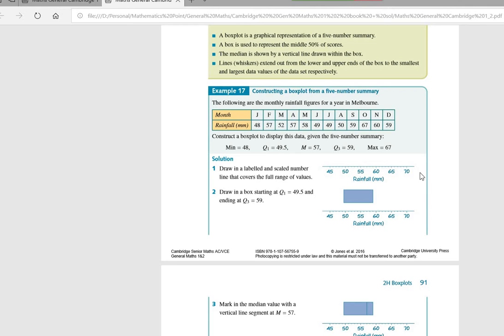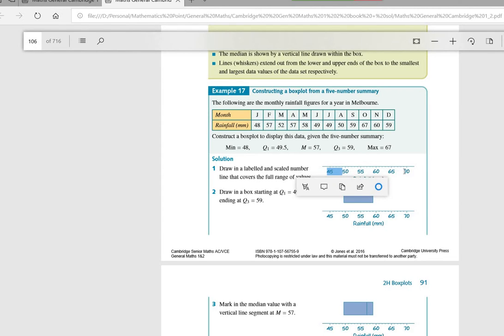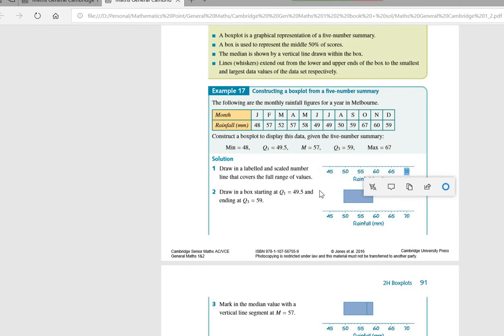So what you do is you draw a number line. That's your first step. Your number line has to go from a minimum of 48 until 67. So I draw my number line slightly behind the minimum. I start from 45 and I end slightly ahead of the maximum, which is 70. And then I mark my Q1 and Q3 and I draw a box. So from Q1 equals 49.5 to Q3 equals 59, you draw that line.